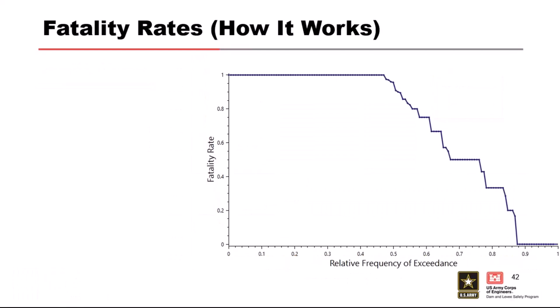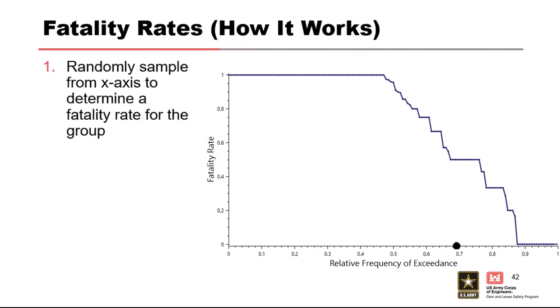All right, so how does this function work in LifeSim? I talked about a little bit how it was built, and it's based on empirical data. Each point represents a group of people in that situation. But how does LifeSim treat it? So for a group of people that were captured by flooding, they're in their structure, that structure lost stability, they're in a high hazard situation, there's 3 people, how do we determine the fatalities? Step one is we sample along the x-axis. We say, okay, these people are in a high hazard situation. They represent one of these groups or something like one of these groups on this function. So we sample along the x-axis to get our relative frequency of exceedance to get a fatality rate.